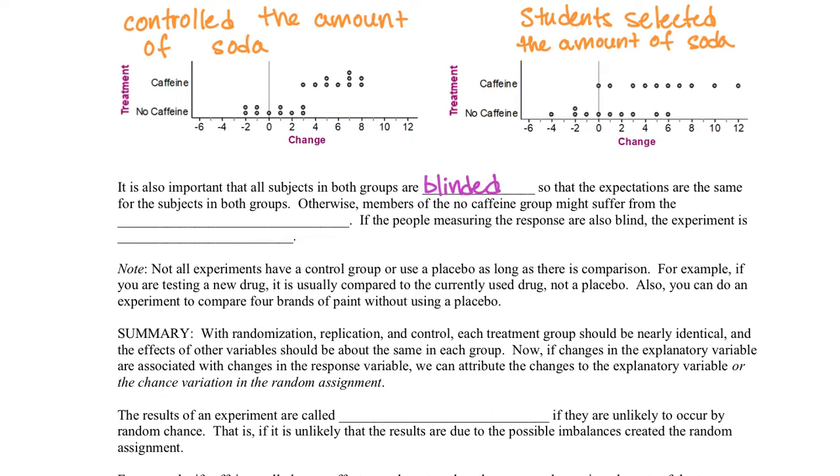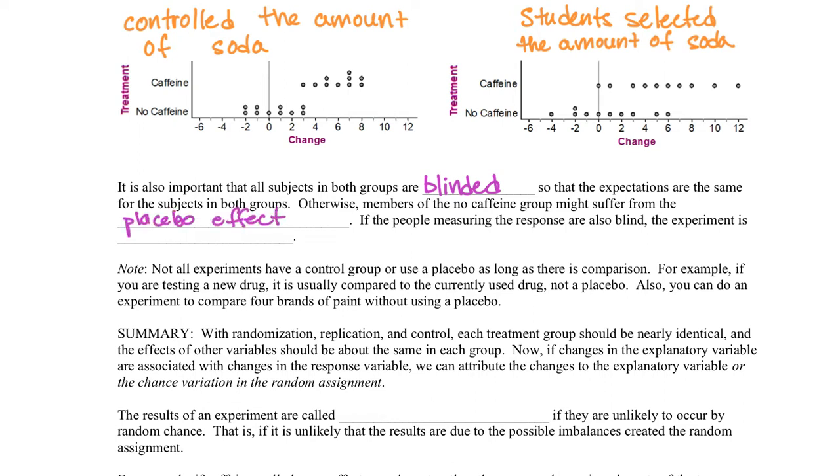It's also important that all the subjects in both groups are blinded. And what this means is we don't blindfold them, but we do not let them know which treatment they're receiving. They're not going to have any idea whether they received the caffeine or the no caffeine. We probably wouldn't even tell them. We would maybe just say the effects of soda, or that we may not even mention that we're studying the effects of specifically caffeine, because otherwise the members of the no caffeine group might suffer from the placebo effect.